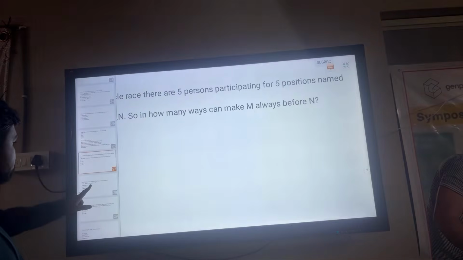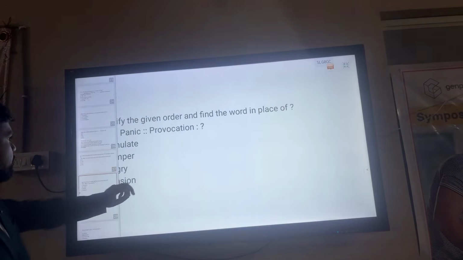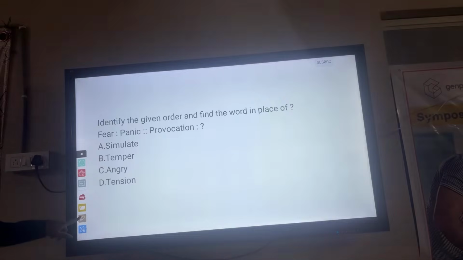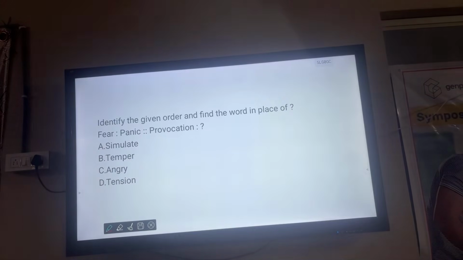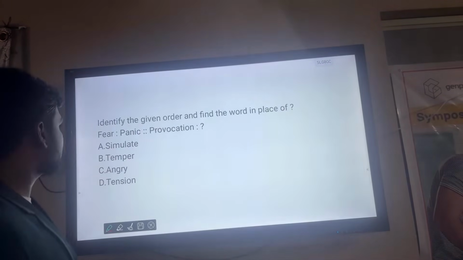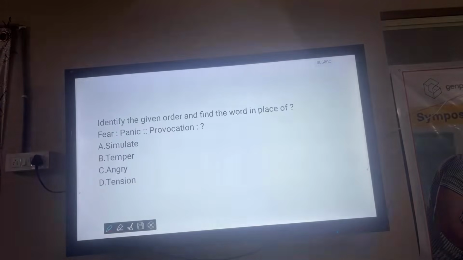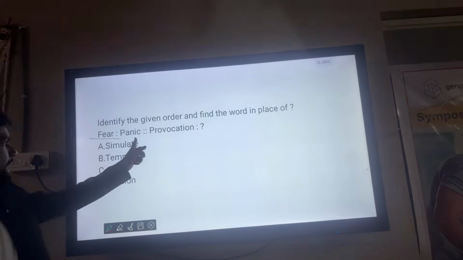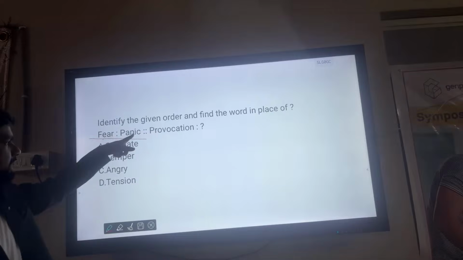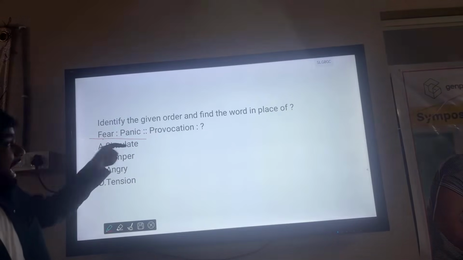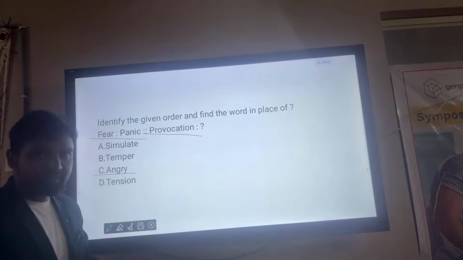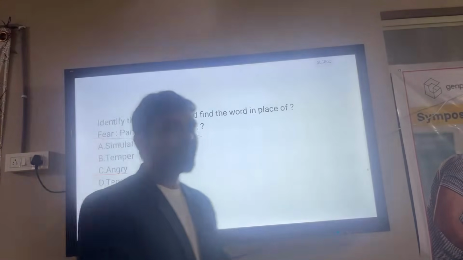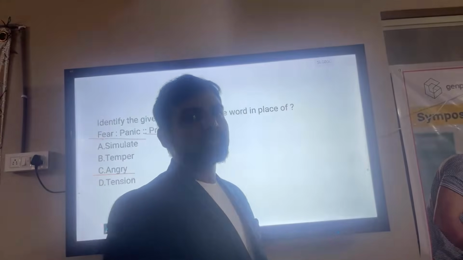Next question. Can you answer this one? Identify the given order and find the word in place of the blank. It is related to analogy. Fear and panic. If you get fear, you will become panic. And if you are provoked, obviously you will get angry. Provocation means trying to make someone angry.